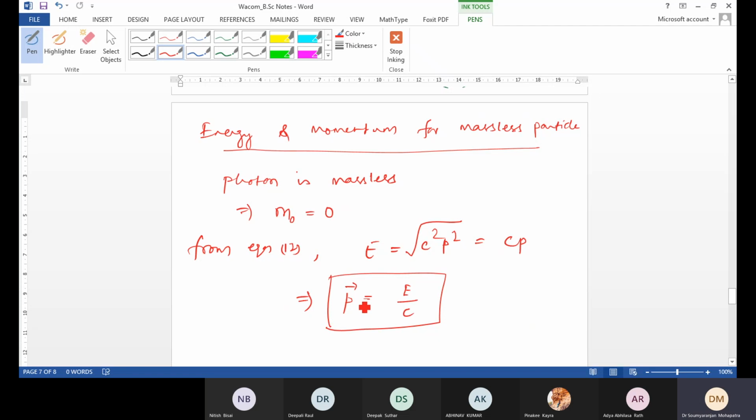The reason for the photon experiencing gravity, the bending of light due to gravity, or the photon moving so fast continuously and not coming to rest, all these things are associated with the momentum. Even though the photon does not have a mass, it has momentum. But if you think classically, is it possible for any particle not having mass to have momentum?